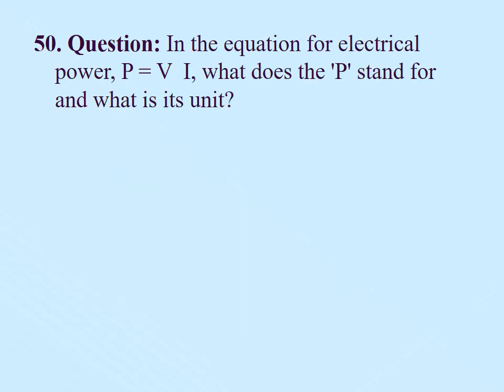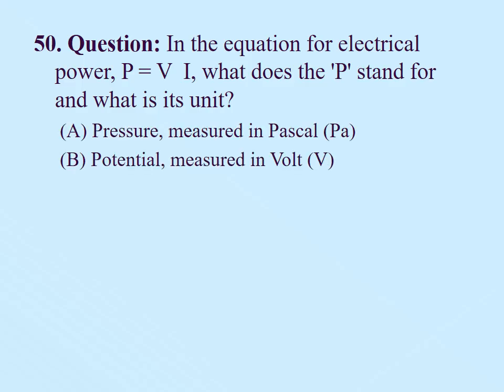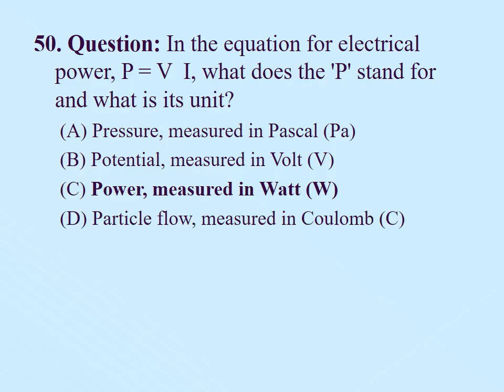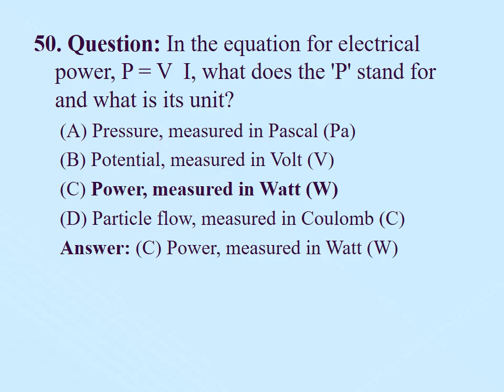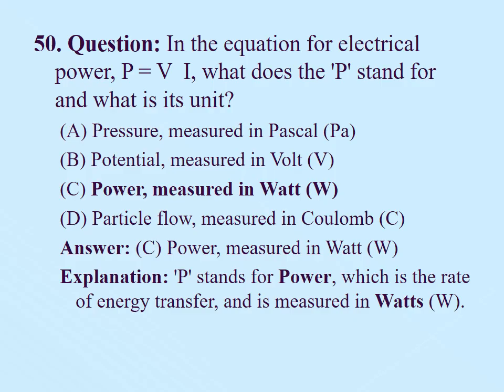Next question. In the equation of electrical power P equals VI, what does the P stand for and what is its unit? Option A, pressure measured in pascal. Option B, potential measured in volt. Option C, power measured in watt. Option D, particle flow measured in coulomb. Answer is option C, power measured in watt. P stands for power, which is the rate of energy transfer and is measured in watt.